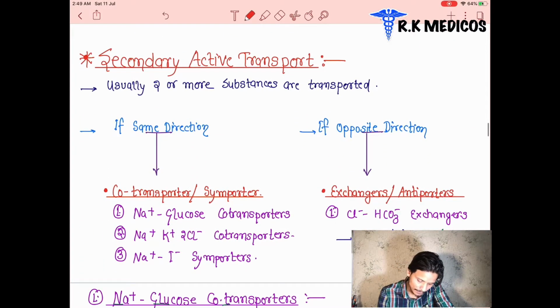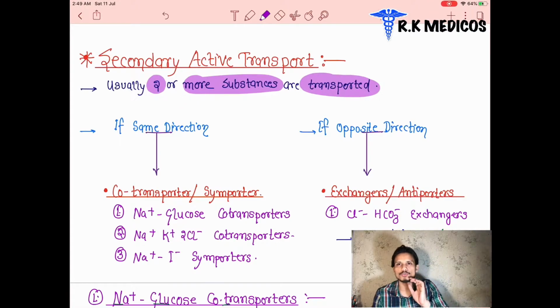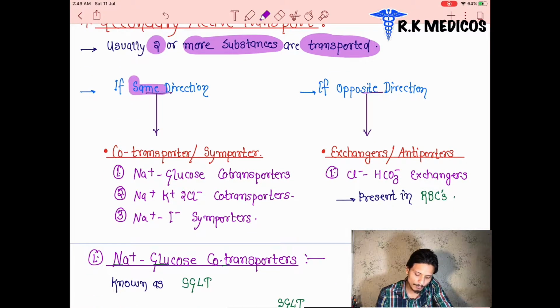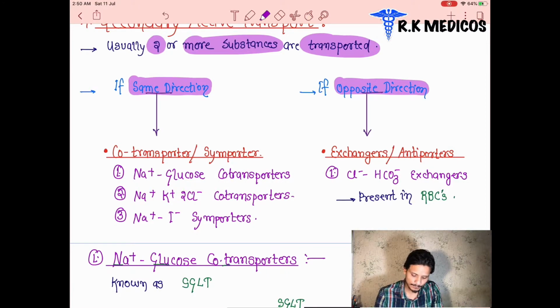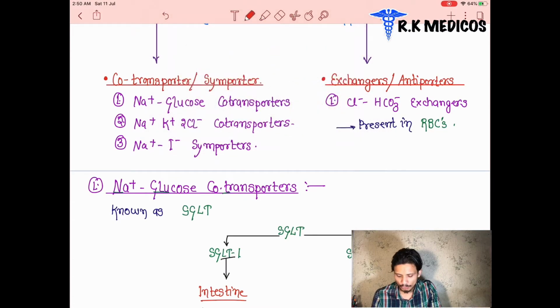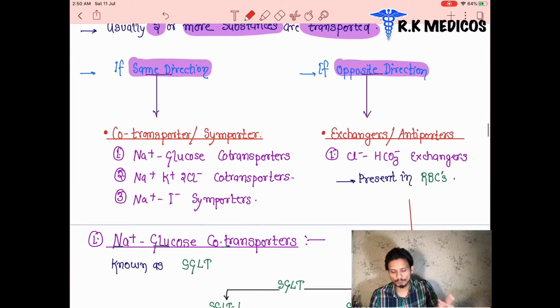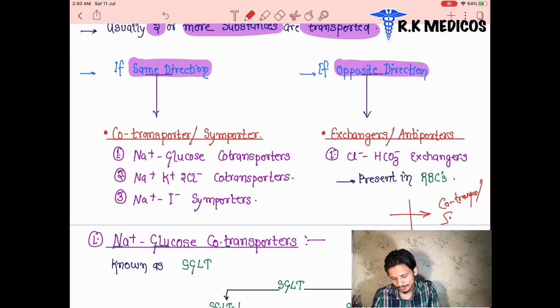This is basically where usually two or more substances are transported. In secondary transport, two or more substances are transported, and the transport happens either in the same direction or in the opposite direction. Suppose that this is the membrane, and two or more molecules are moving in the same direction. Then they are called co-transporters, or they are also called symporters. Sym means same side, that is, symporters.